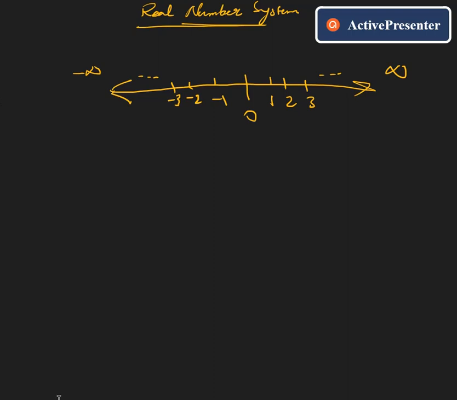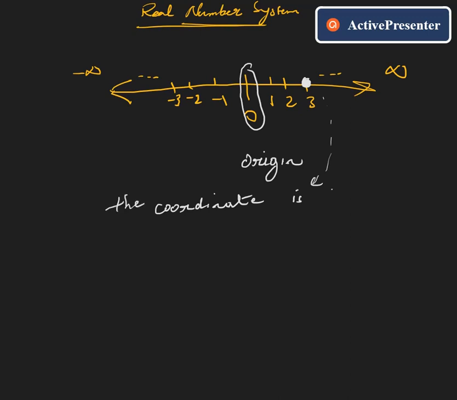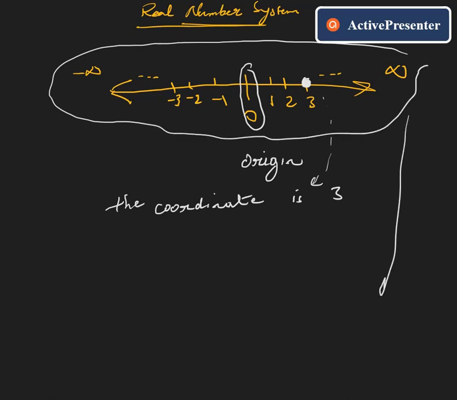This point here, labeled 0, is known as the origin. The coordinate of this point is 3. The coordinate of this point is 3. Again, this is known as the coordinate axis.